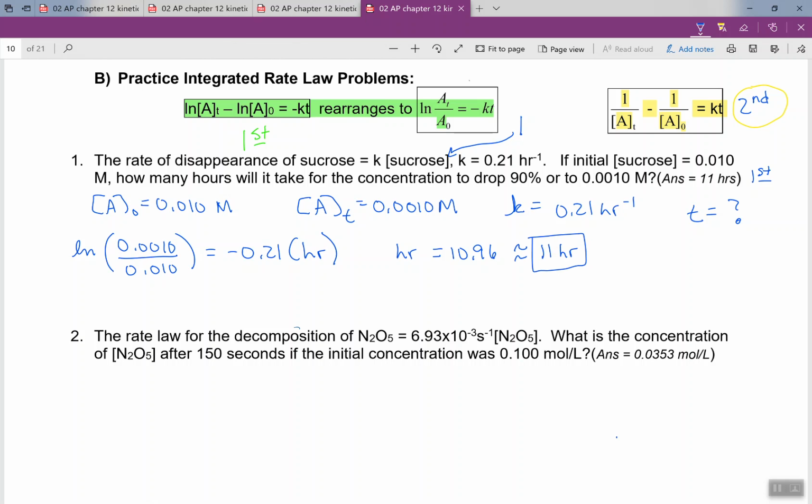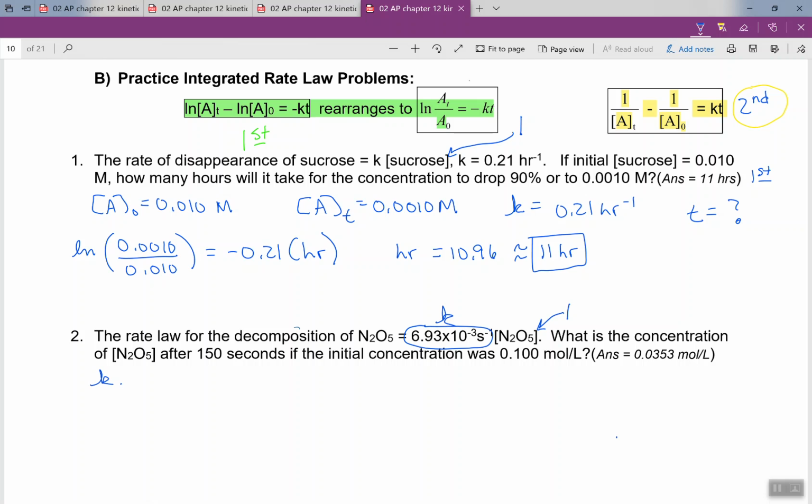Now, let's take a look at our second problem. Now we're looking at the decomposition of dinitrogen pentoxide, and we're told k is 6.93 times 10^-3 seconds^-1. We look at the exponent on this concentration here, and there is no exponent, which means it's a 1. So once again, we have a first-order reaction. So let's take a look at what we have. Right off the bat, we have k. This is our value for k right here.